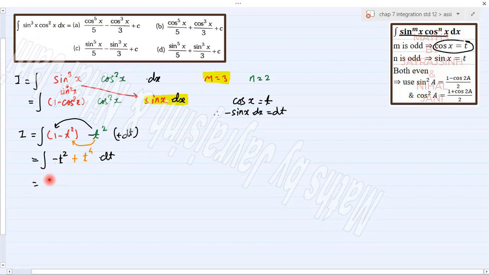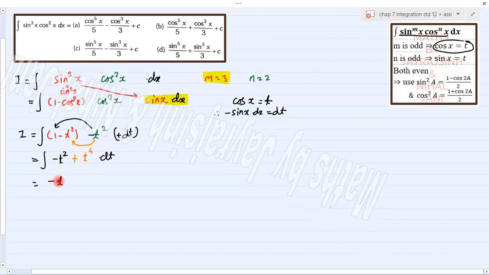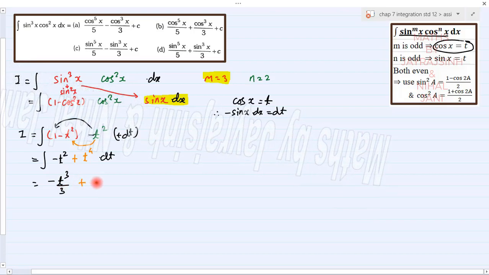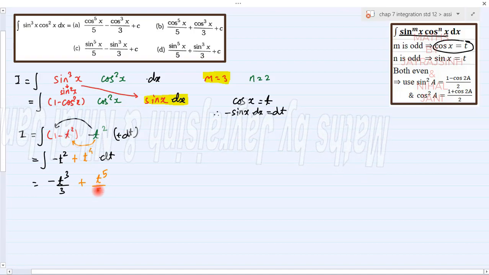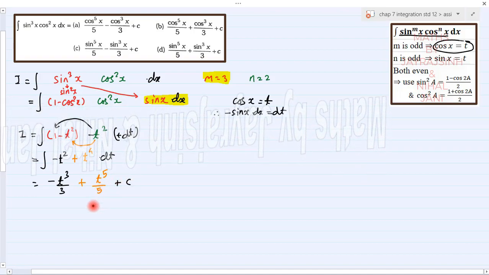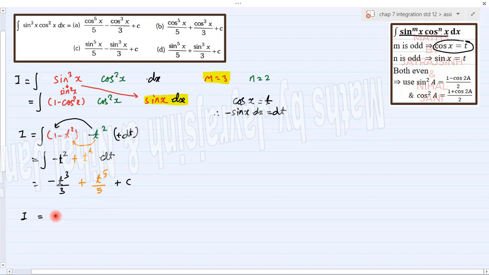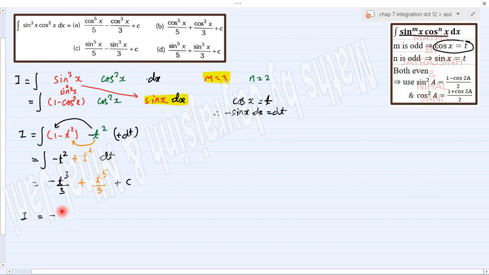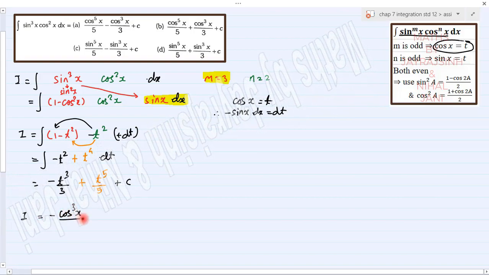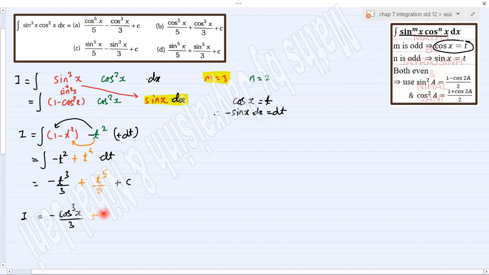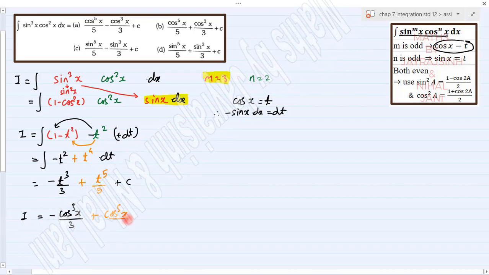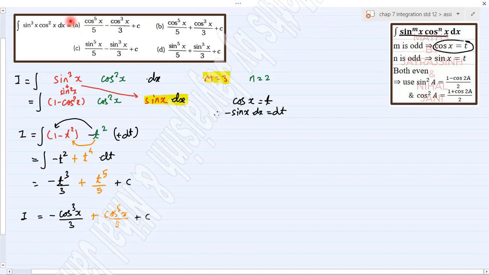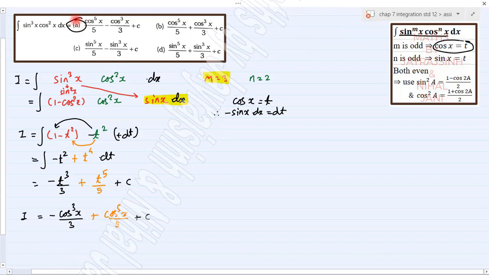Now we can easily integrate minus t square as minus t cube by 3 plus integration of t raised to 4 will be t raised to 5 by 5 plus c. To get the final answer, just substitute the value of t. So here we'll get minus cos x raised to 3 upon 3 plus cos x raised to 5 by 5 plus c is your final answer, which is given in option A.